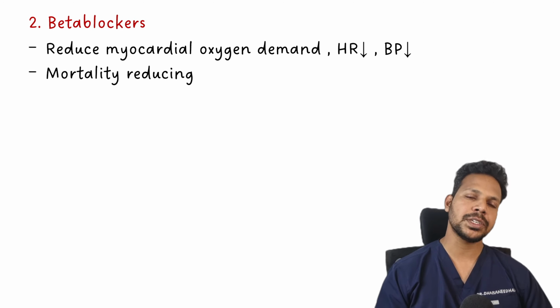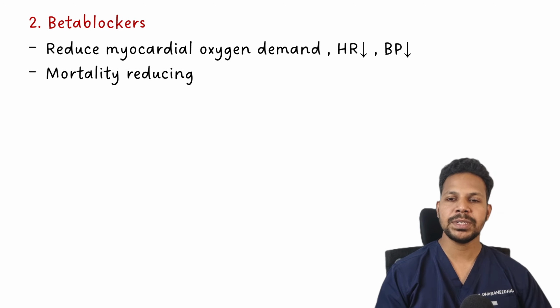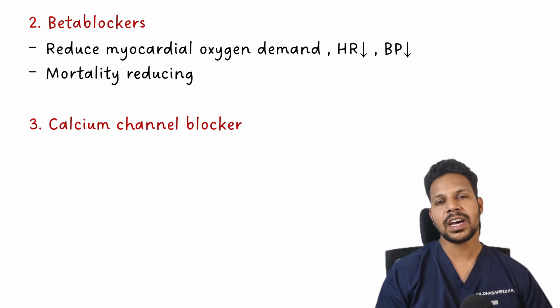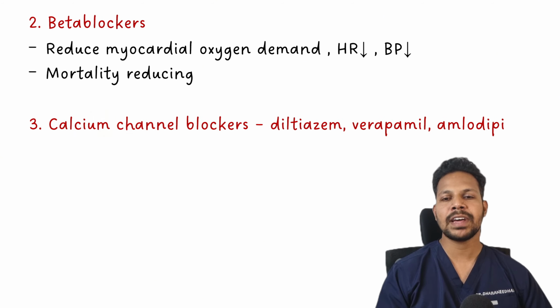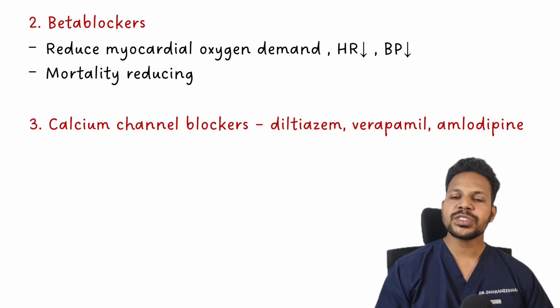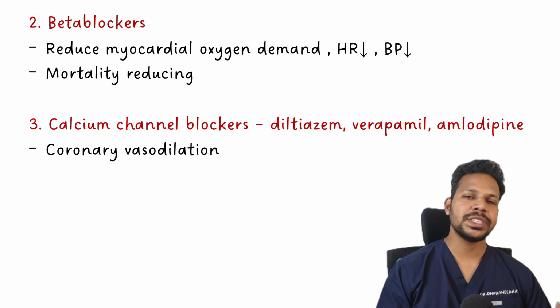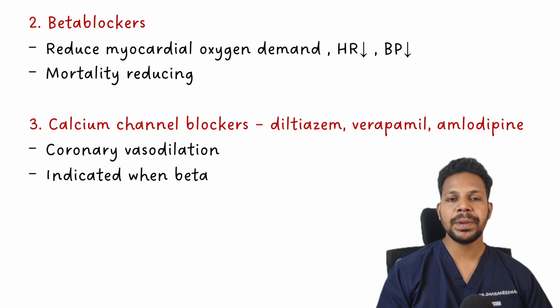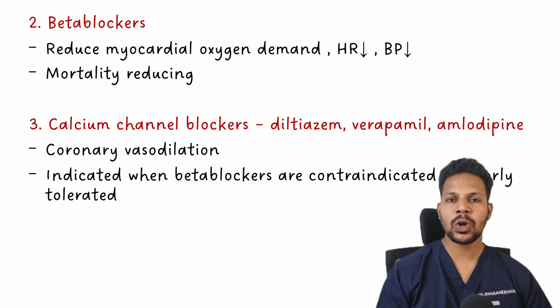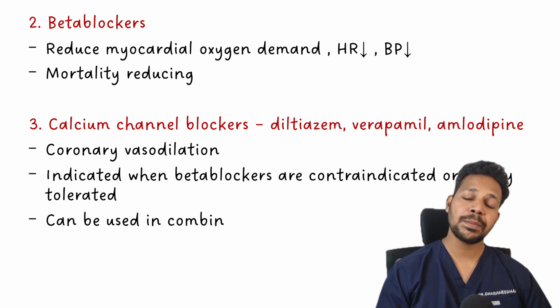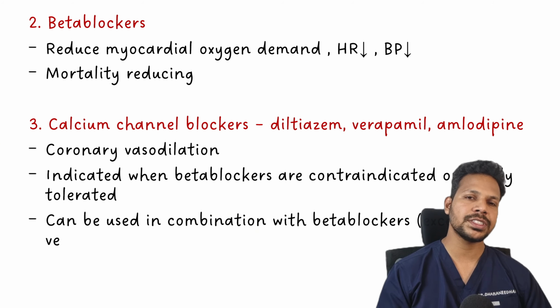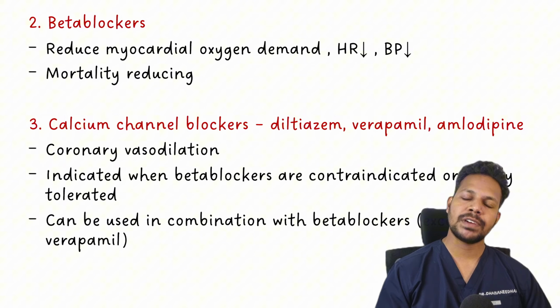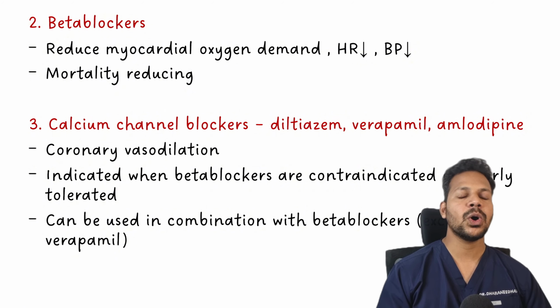And then we have calcium channel blockers. Not every calcium channel blocker can be used. The common drugs that can be used here are diltiazem, amlodipine, and verapamil. They will also carry out coronary vasodilatation, thereby increasing the coronary blood flow to the heart. And they are usually indicated when the beta blockers are contraindicated or poorly tolerated. And the calcium channel blockers can be used in combination with beta blockers as well, except verapamil, because when you use beta blockers along with verapamil, it can precipitate bradycardia or heart blocks.